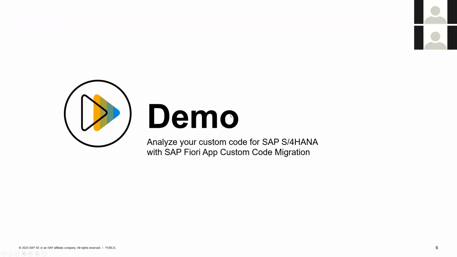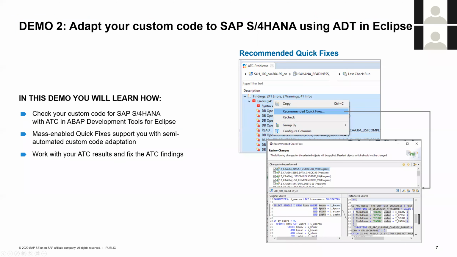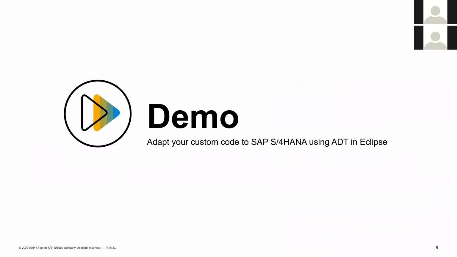Okay, let's go back to the slides. And now it's time for the next demo. After you have installed the new S/4HANA software, it's time to adapt your custom code. And we offer automated custom code adaptation in ABAP development tools in Eclipse using the quick fixes. And we will see now the demo regarding this.